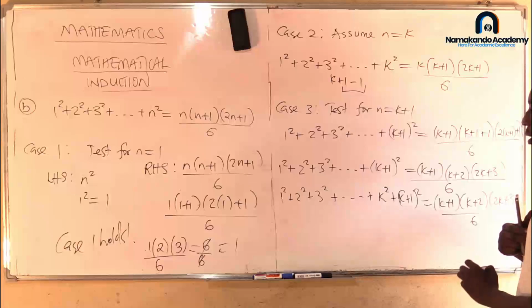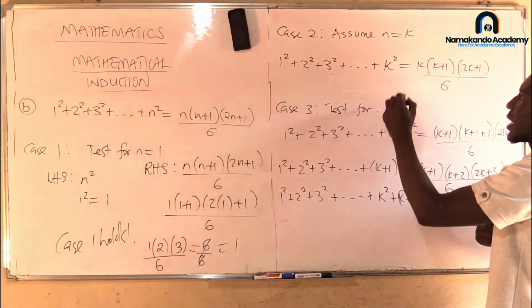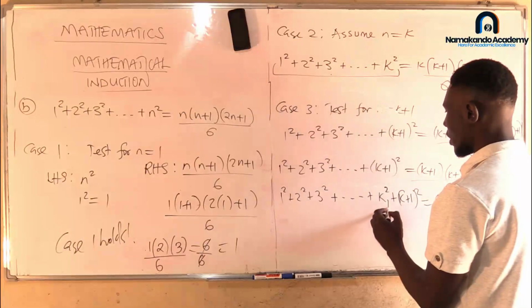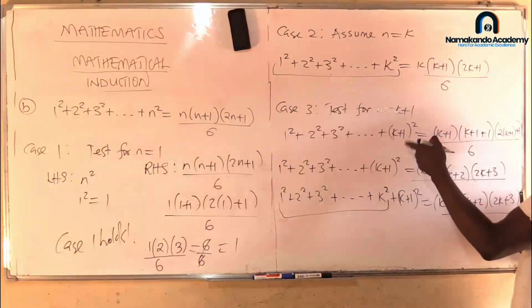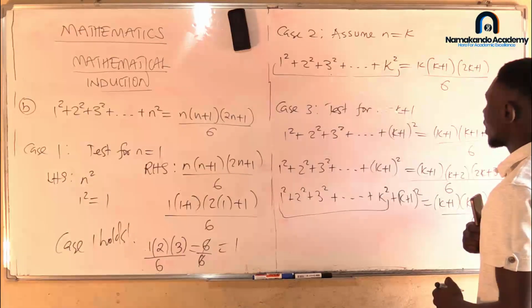Over 6. Now recall, from the second case, this part here is the same as this one. Hence, we substitute with what is here. And on the right, for this part, we have that. So we'll make a substitution.